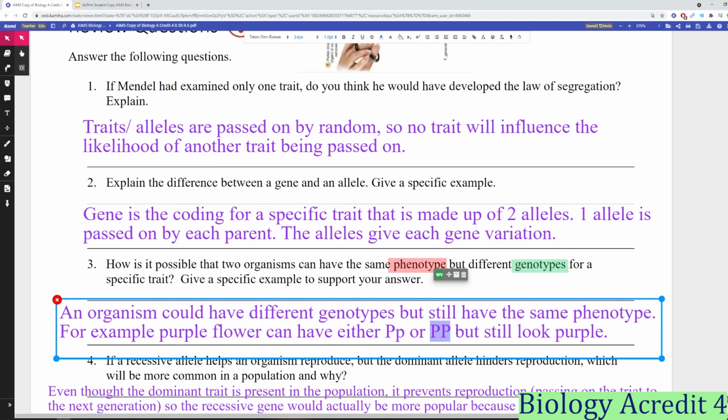So, for example, we could say that we have a purple pea plant, but the genotype can be two different combinations. It can either be capital P, lowercase p, or it can be two capital P's. The alleles in that case can be two different combinations, whereas the physical appearance, the phenotype, is only one, the color purple.